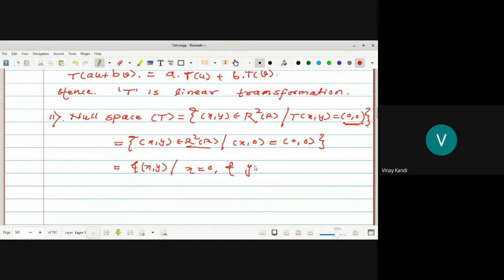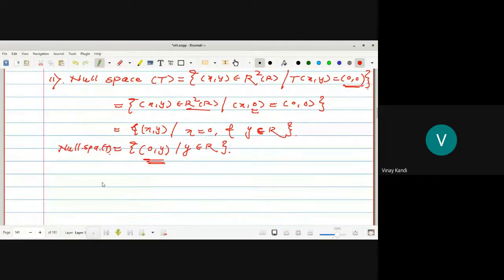Y can be anything, whatever it is, it becomes 0. So Y belongs to R. Now put X is equal to 0 here, and Y is arbitrary, such that Y belongs to R. So an element of the type (0, Y) is the null space of T. Any element (0, Y), so elements of the type (0, Y) are the null space of T. These are the types of the elements of the null space of T.